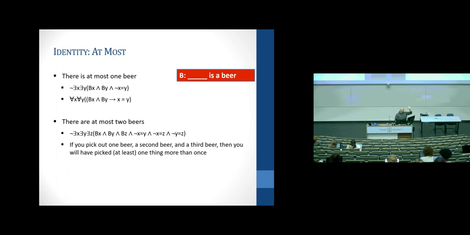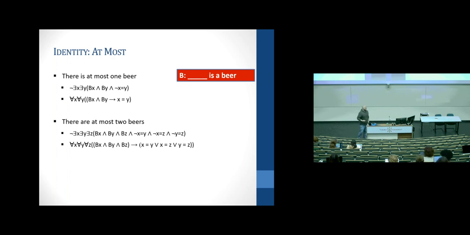Again, that's this in English, but here it is in symbols. For any X, any Y, any Z, if X, Y, and Z are all B's, then either your first 2 got the same one, or your second 2 got the same one, or your third got the same one. Note here, the consequent is a disjunction. So it could be that there's only one, and you just grab the same thing 3 times.